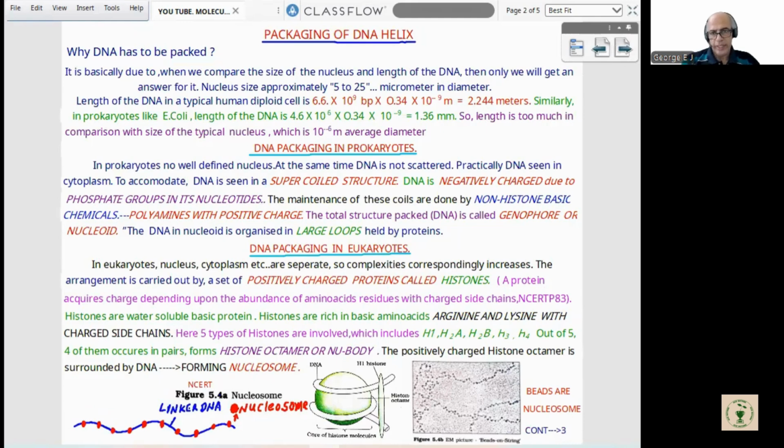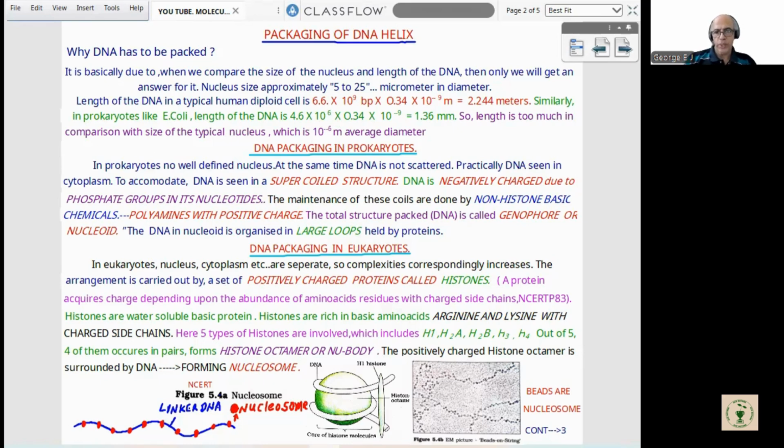The reason is the length is too much compared with the size of the nucleus. Then how has it been packed? Two problems were given here. 6.6 into 10 raised to 9 base pairs into 0.34 into 10 raised to minus 9 meter, that is 2.24 meters. The other one, 4.6 into 10 raised to 6 into 0.34 into 10 raised to minus 9, gives you 1.36 millimeter. So the length is too much, where the size of the nucleus is very small in comparison, so it has to be arranged.